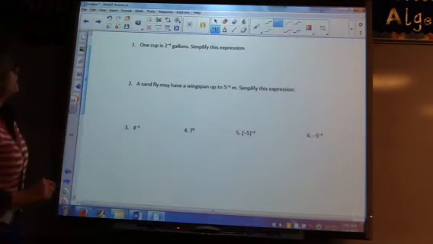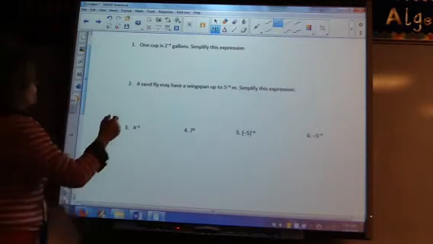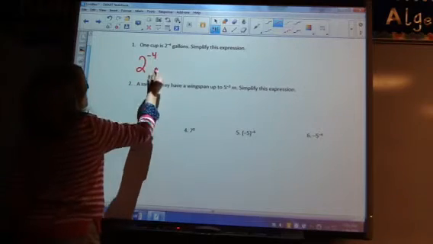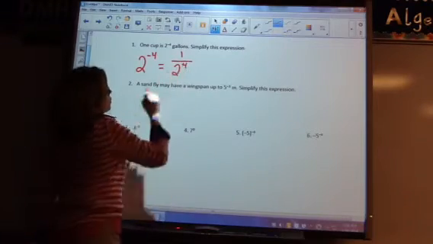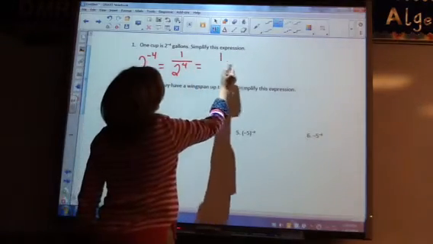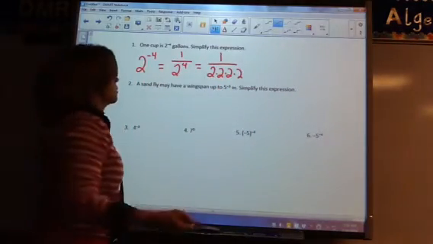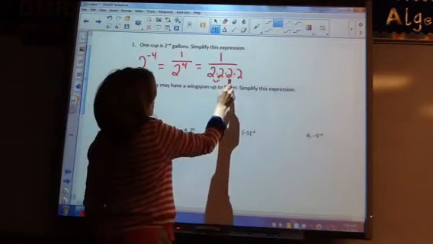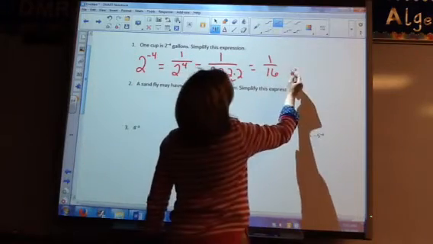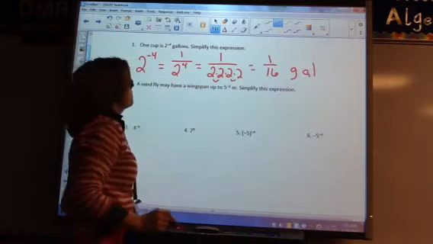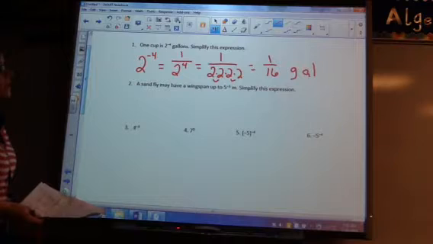Okay, we have 1 cup, and it is 2 to the negative 4th power gallons. Simplify this expression, okay? So we have 2 to the negative 4. So that's 1 over 2 to the 4th power, which is 1 over 2 times 2 times 2 times 2. Guys, you can do this mentally. 4 times 4 is 16. And we are talking about gallons. So when you simplify 2 to the negative 4th gallons, you get 1 over 16, 1/16 gallon.